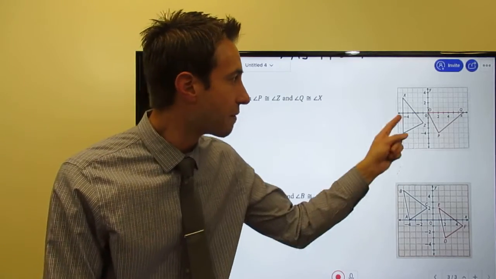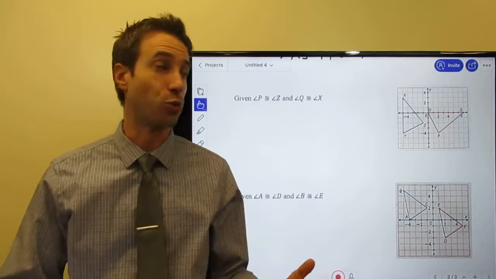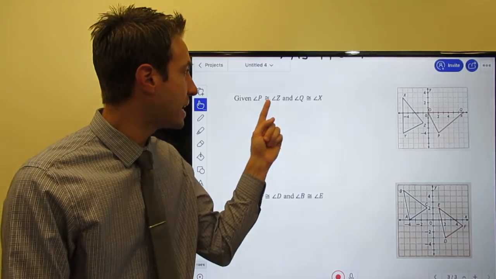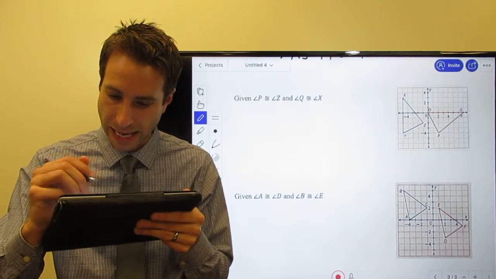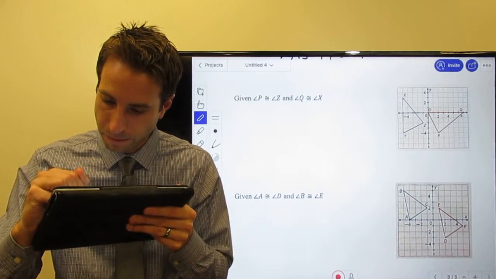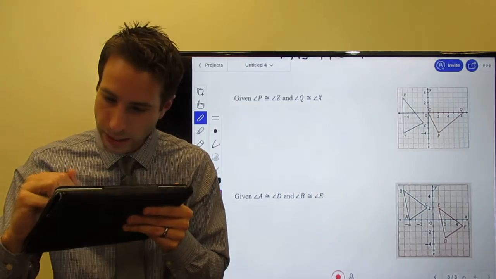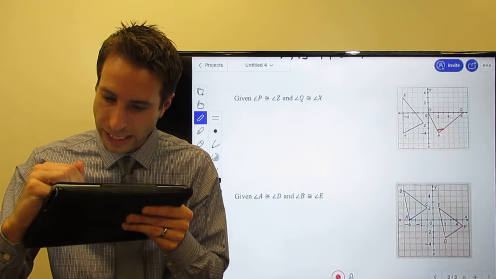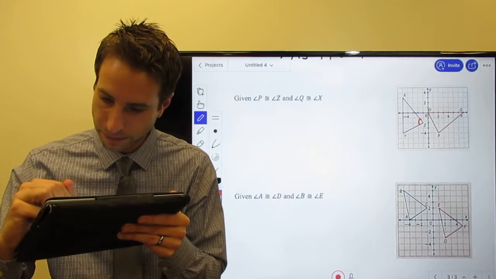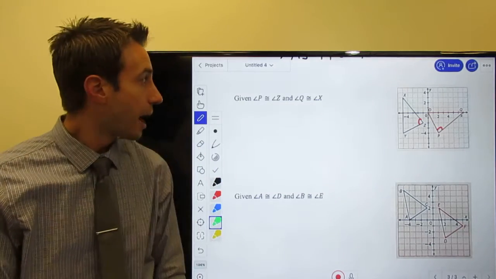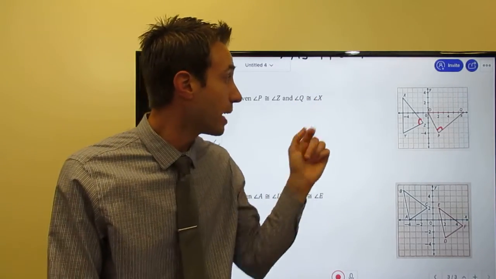Exact same thing. I've laid out triangles for you on a coordinate plane. Here we go. I tell you that P and Z are congruent. Let's put that in my diagram so I don't forget. There's P right there. Angle P is congruent to angle Z. Oh, that one right there. So angle P, angle Z. Awesome, we're all set. What else do I tell you? I then tell you, oh, right here, Q is congruent to X. Angle Q and angle X.